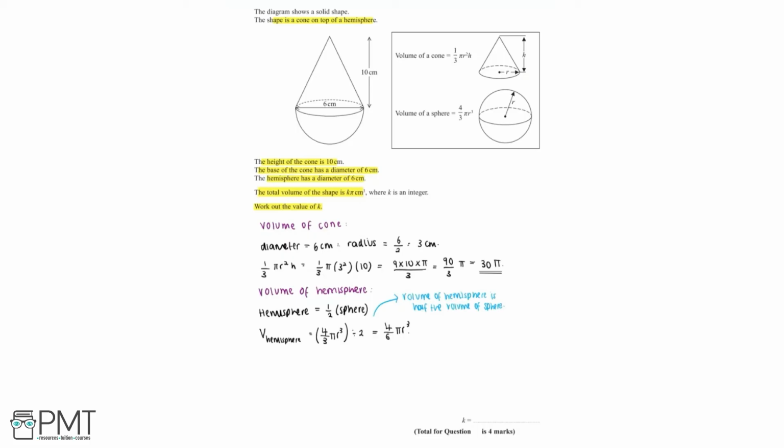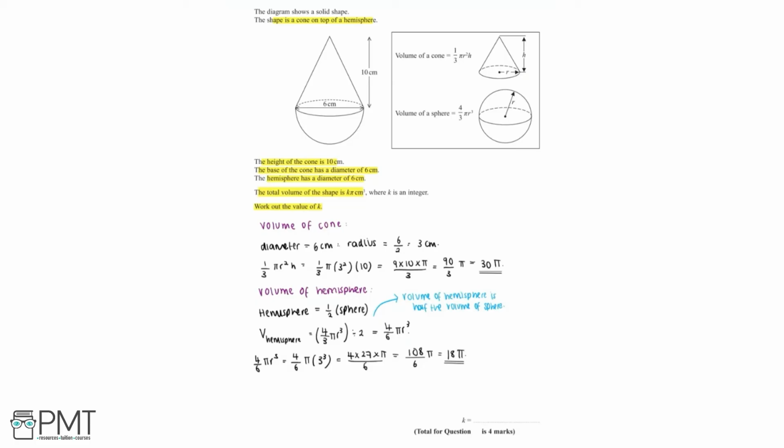Now let's substitute our values into this formula. We know that the radius is equal to 3, and so we can say that 4 over 6 pi r cubed is equal to 4 over 6 pi multiplied by 3 cubed. 3 cubed is equal to 27, and so we're left with 4 multiplied by 27 multiplied by pi, all divided by 6, which we can simplify into 108 over 6 pi, which is equal to 18 pi. And so we've found that the volume of the hemisphere is equal to 18 pi.